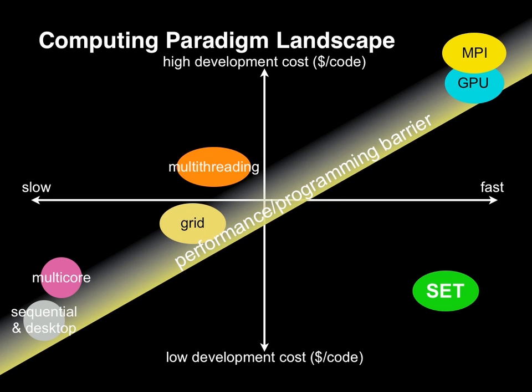SET, because it internally adopts the parallel paradigm of MPI, can achieve nearly the performance of MPI, but it allows the software writer to think largely sequentially. This makes parallel computing accessible to a much wider pool of software programmers, rather than restrict parallel computing to the elite. Hence, SET breaks through the performance programming barrier and makes it possible for applications to become parallelized far more quickly and inexpensively than before.